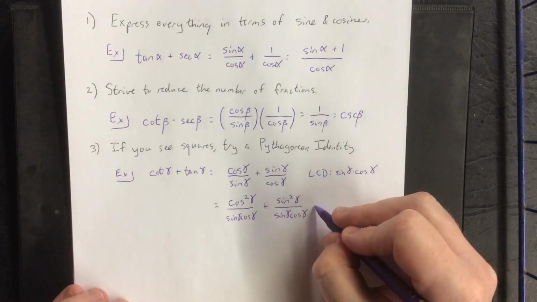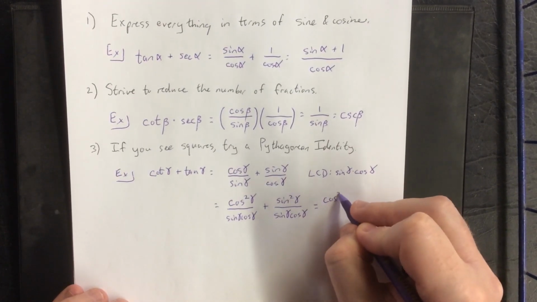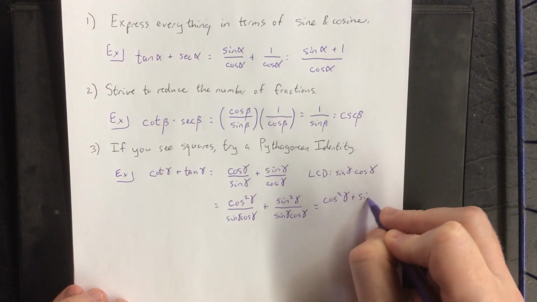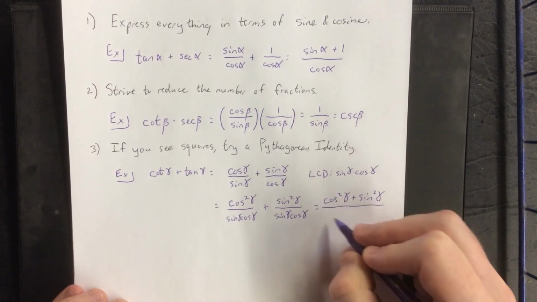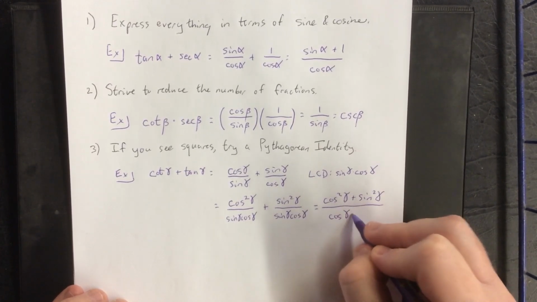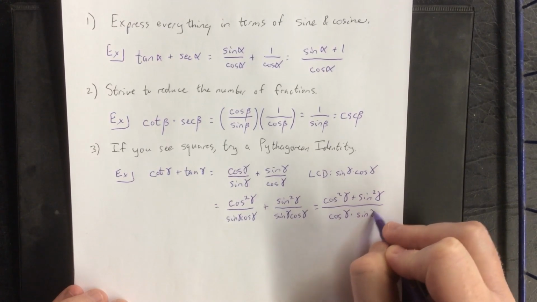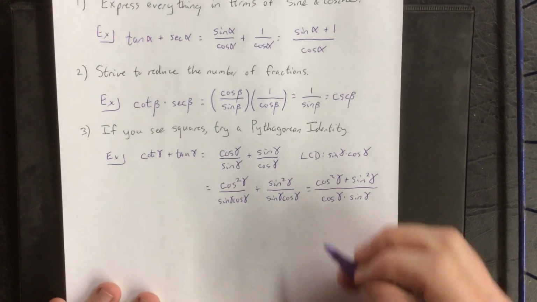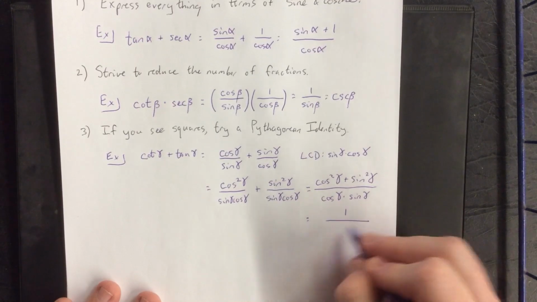Then we can simply add the numerators together to get cosine squared gamma plus sine squared gamma. And I'm hoping that people recognize that that numerator is now a Pythagorean identity, and we could express that numerator as simply 1.